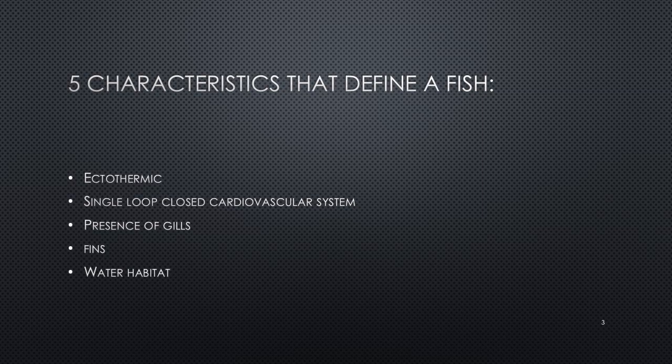They have a single loop closed vascular system. Previously, you have looked at the difference between an open and a closed vascular system. Now, as we're getting into the closed system, there are a couple of different varieties in that, so we'll take a look at that. Fish have gills as their primary means of gas exchange. They have fins, or at least most of them do, and they live in a water habitat. So those features are what define a fish.